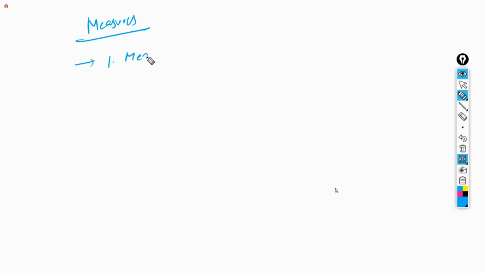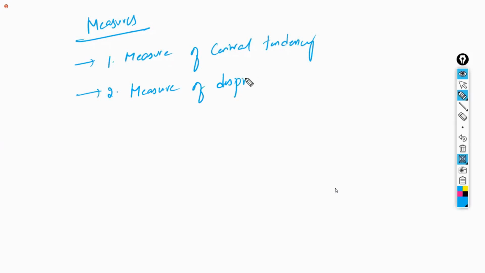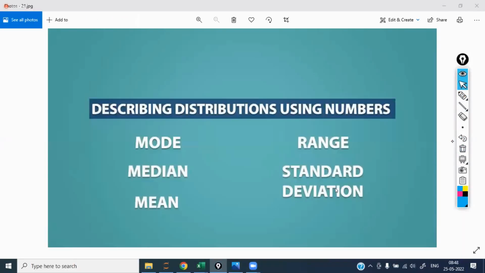Okay. So what are the measures here? One is measures of central tendency, and the second one is measures of dispersion or spread, measures of spread. How we are going to measure the central tendency and measures of spread, we are going to see one by one. The first one, we are going to start with the measures of central tendency. The measures of central tendency are given by mode, median, and mean. These three values give you the measures of central tendency.